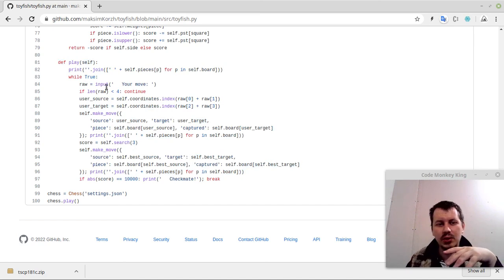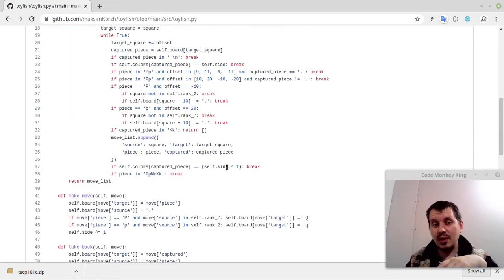So we just ask the user to input a move, we parse that move, we make it on the internal board, then we ask the engine to search at depth 3 here in particular, and then we make the engine move, and if this is checkmate, then we say it, and then we break out of this loop. That's pretty much all about it.